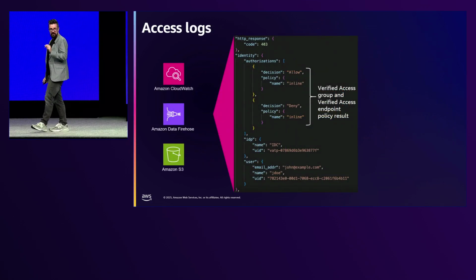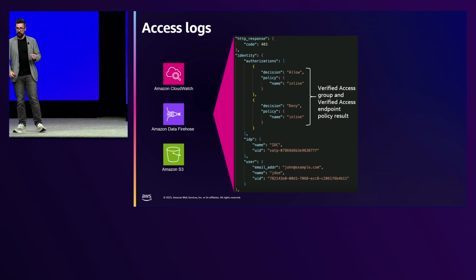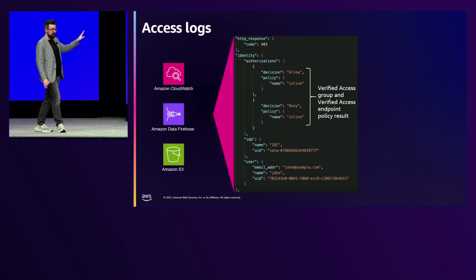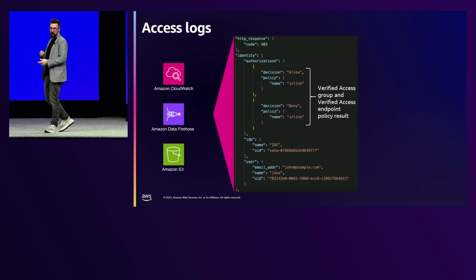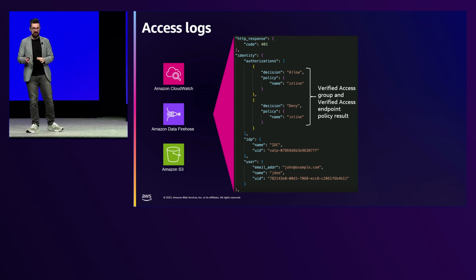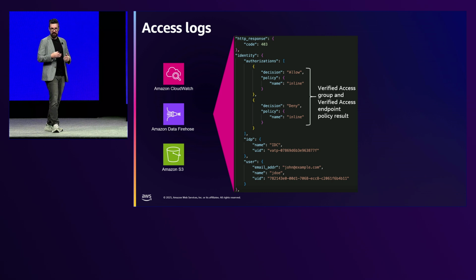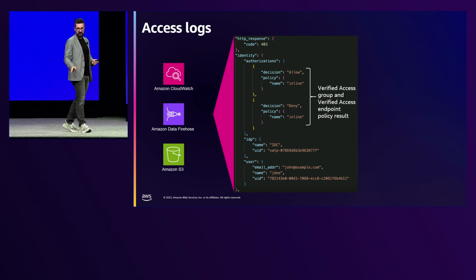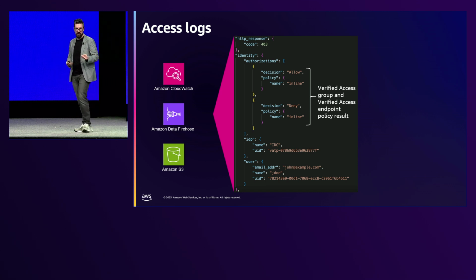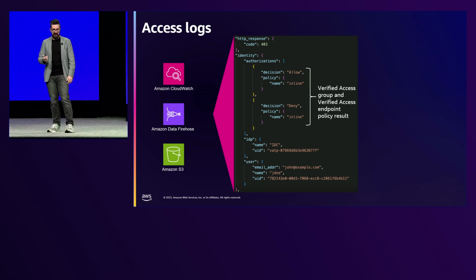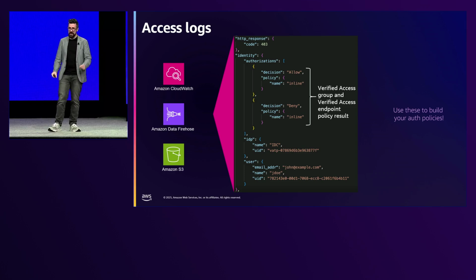Now, from a logging and visibility perspective, verified access will provide us with access logs, detailed access logs like the ones you see on the screen here. And this will include identity details, which include our allowed denied decisions, as well as the HTTP data that we're using as part of this request. And we can even include things like the full trust context in our logs. So if we want to see all of the data that's being provided from our trust providers in the logs, we can do that. And the nice thing about that is we can use these to build our auth policies.